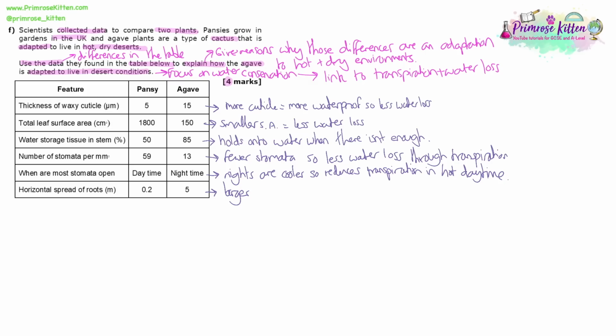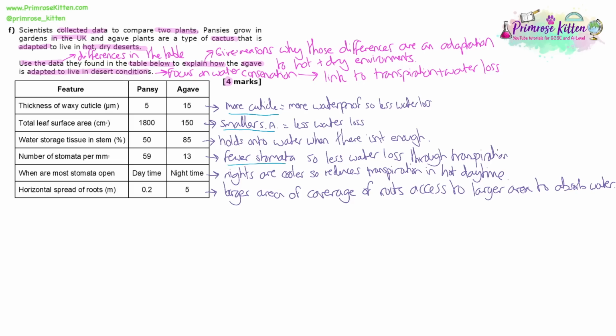And then finally, the horizontal spread of their roots. So how far away from the plant, area around the plant, do the roots spread out from? So they only spread out about 0.2 meters in the pansy. They mostly go straight down, but with the agave, they're spreading out 5 meters from the plant, which is a really large area, a large flat area away from the plant, and they'll be close to the surface. It just means they can cover a large area and they can therefore get access to absorb more water. You can also say it helps them absorb water really quickly after a rainfall, because if they're shallow roots that are spread really far away around where all the rain is hitting the earth, then they'll be able to absorb it faster. Either of those is fine.